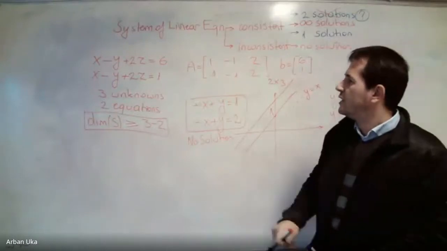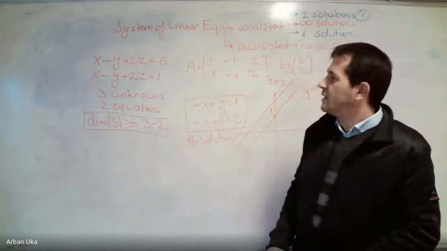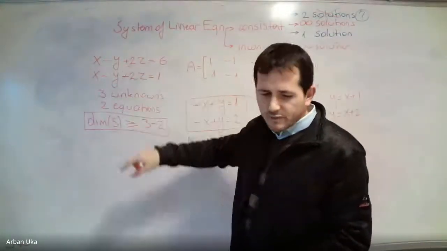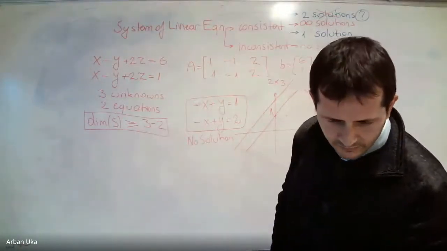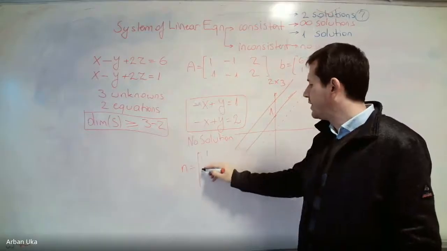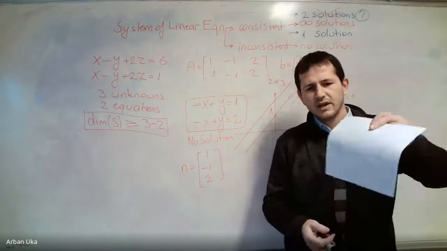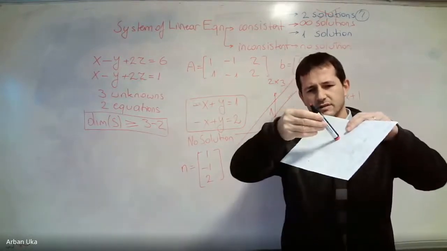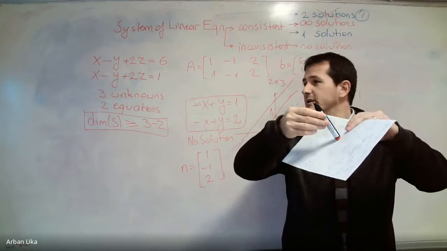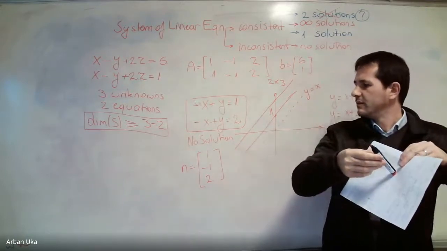Okay, good. Now, let's go back to this. We go one dimension higher. We are dealing with planes. What is the normal vector to the first plane? 1, minus 1, 2. That's correct. Now, let's assume this is this plane, and the normal is this. What is the normal vector to the second plane? It's the same vector.